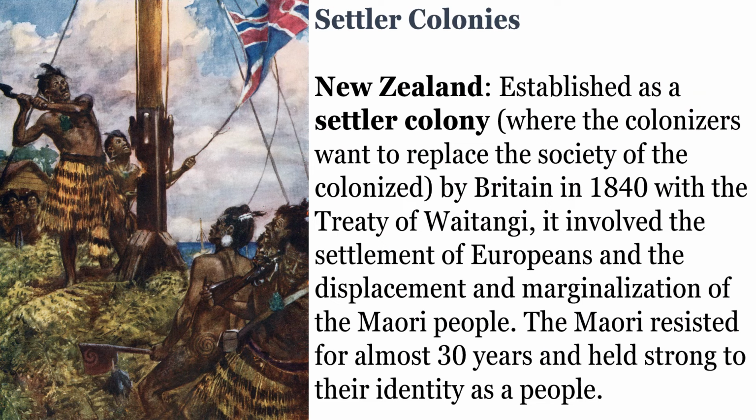Settler colonies. New Zealand. Established as a settler colony, where the colonizers want to replace the society of the colonized, by Britain in 1840 with the Treaty of Waitangi, it involved the settlement of Europeans and the displacement and marginalization of the Maori people. The Maori resisted for almost 30 years and held strong to their identity as a people.